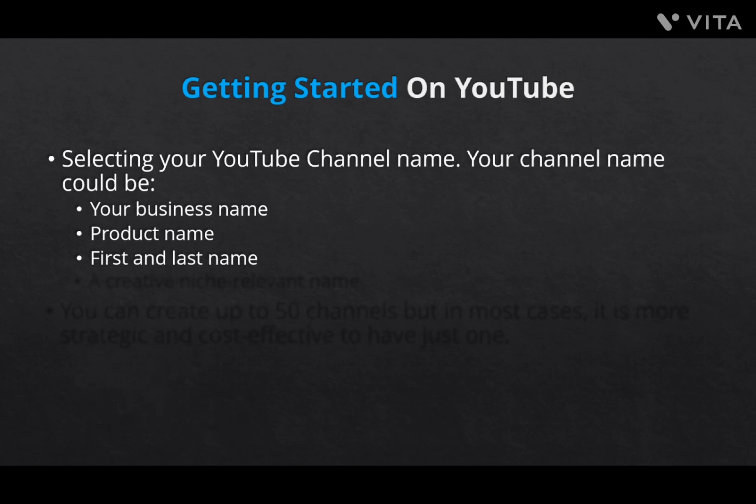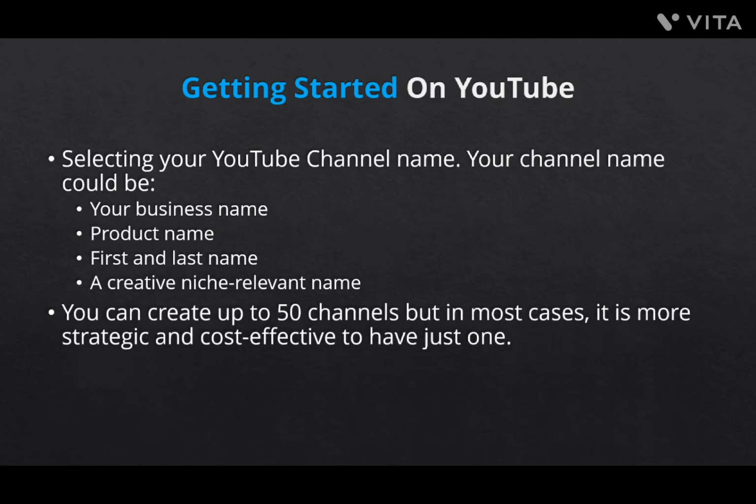Consider keywords, but remember that trending keywords are in constant flux. Currently, you can create up to 50 channels, but in most cases, it's more strategic and time efficient to have 1 channel with lots of videos and playlists, rather than several individual channels. But we'll talk more about strategy in the next segment.